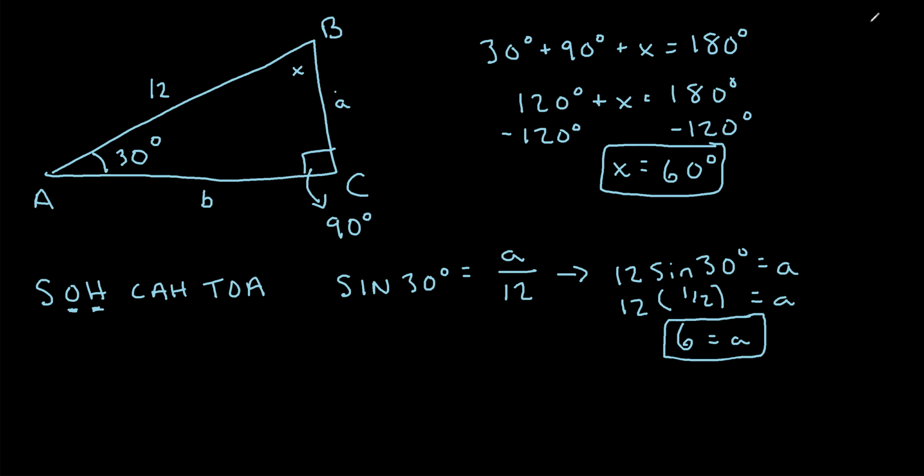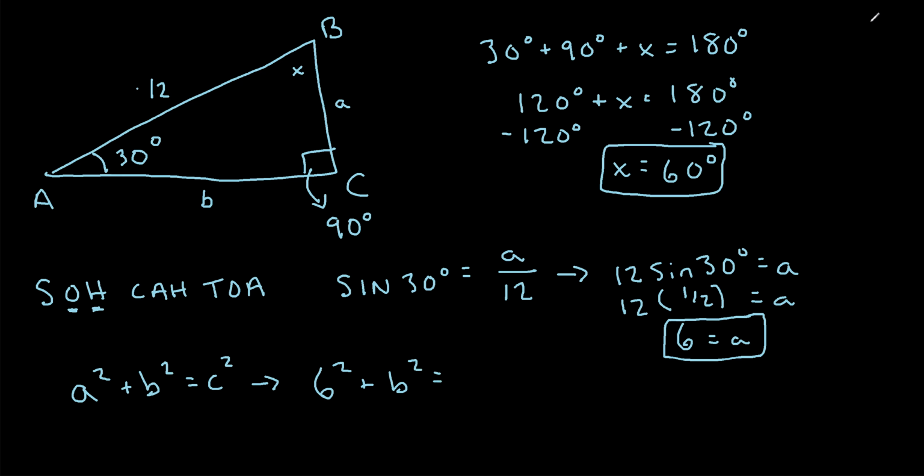So now that we know two sides and we have a right triangle, we can use the Pythagorean theorem to find this missing side B. So recall the Pythagorean theorem says a squared plus b squared is equal to c squared, where c is our hypotenuse. So c in this case is 12. So we can plug in the numbers that we know. So a squared, we just found a is 6. So 6 squared plus b squared must be equal to c squared.